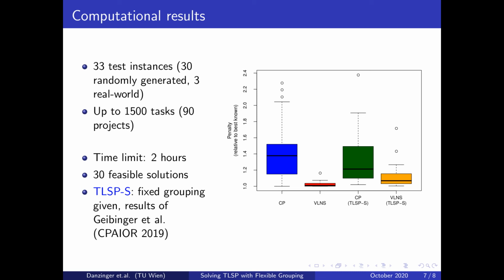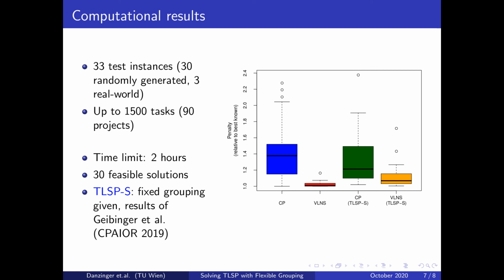For our evaluations, we used a timeout of 2 hours, and in that time, CP managed to find 30 of the 33 feasible solutions. And then, since we use the CP model to generate the initial solution for VLNS, the same also holds for VLNS. As you can see, VLNS found far better solutions than CP, in particular for the larger instances.